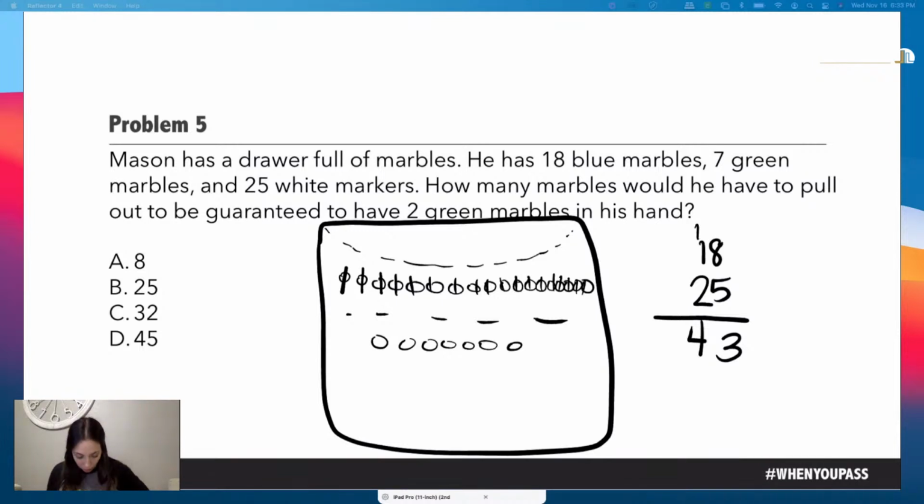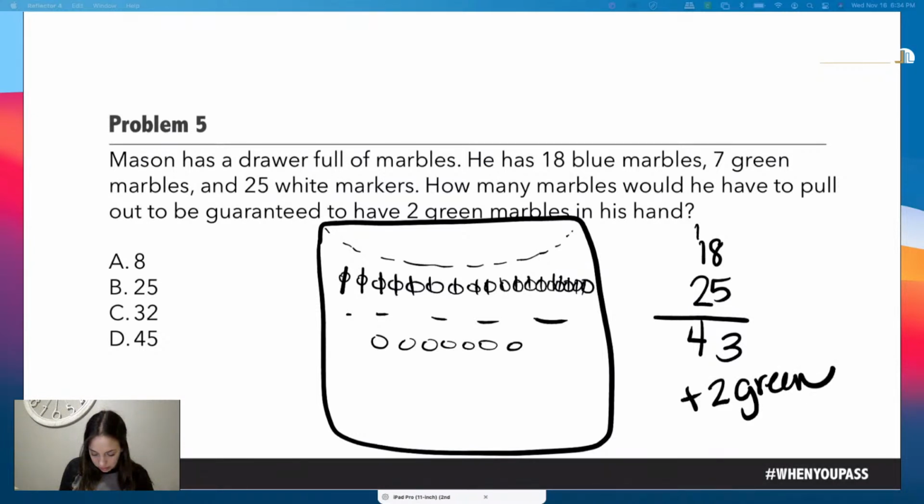So I have pulled out 43 marbles, and I don't have a green marble yet. But there's only green marbles left. So now what am I going to do? Pull 2 more out, because now I'm guaranteed to have 2 green marbles. How many marbles did I have to pull out to be guaranteed 2 green marbles?